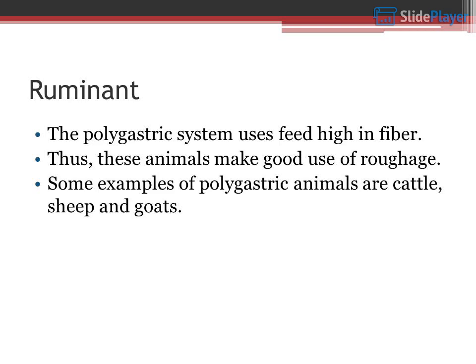The polygastric system uses feed high in fiber. Thus, these animals make good use of roughage. Some examples of polygastric animals are cattle, sheep and goats.